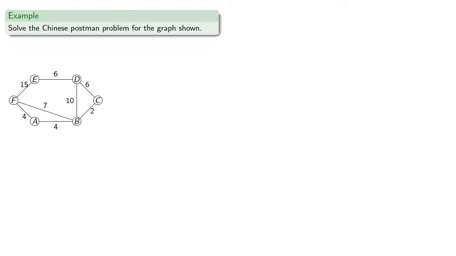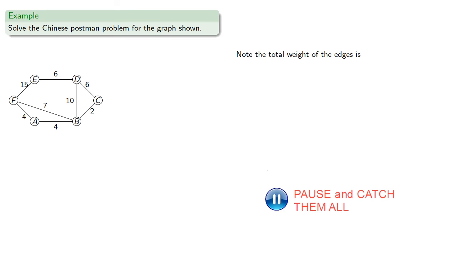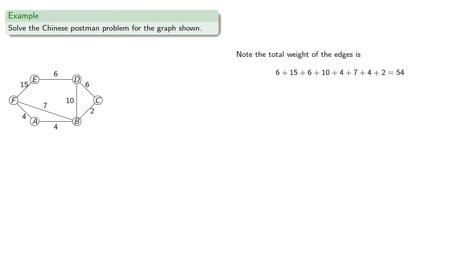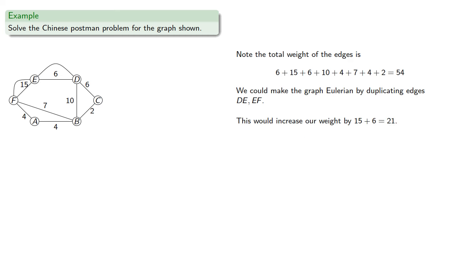Let's try to solve the Chinese Postman problem for this graph. Note the total weight of the edges is 54, and so we could make the graph Eulerian by duplicating the edges DE, EF. This would increase our weight by 21. But can we do better?